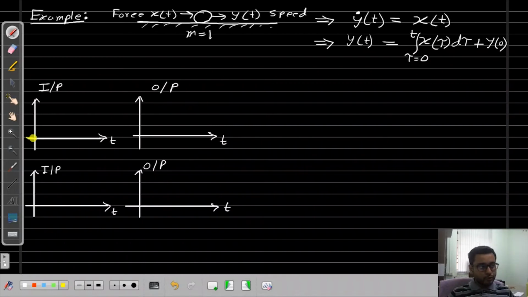Suppose the input force is like this. It is 0, then 1 for 1 second, and then again 0. How will the output speed look like? For that we need to know the initial speed. Suppose the initial speed is 0. So here the speed is 0.